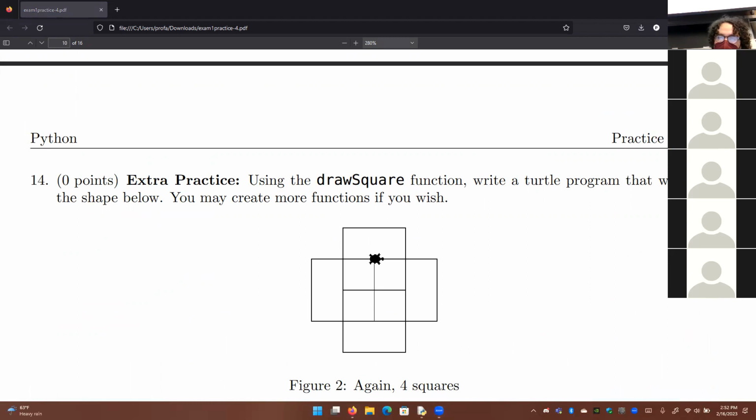But let's think about how we could do this. So we draw this over here. And then let's see. What happens if we try to move our turtle over here? So we get the turtle to be over here. So let's move the turtle to the center again.